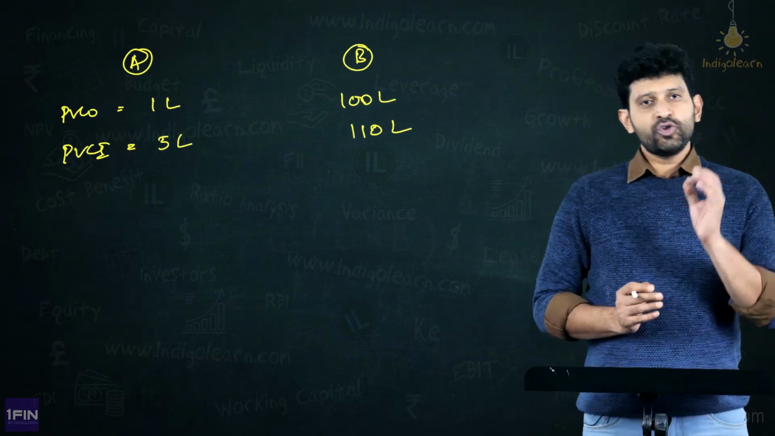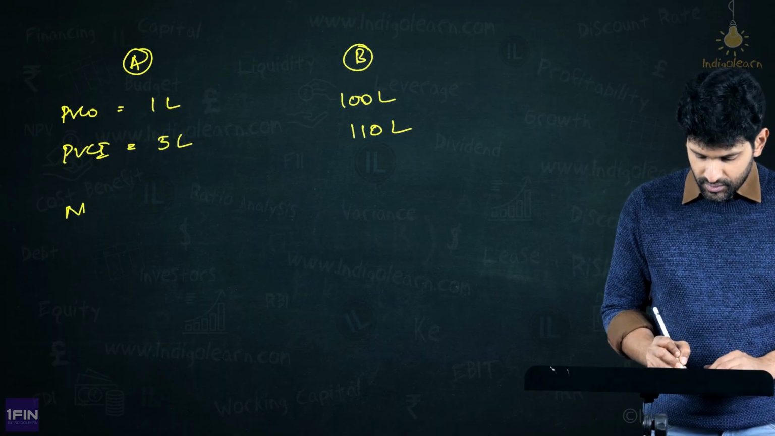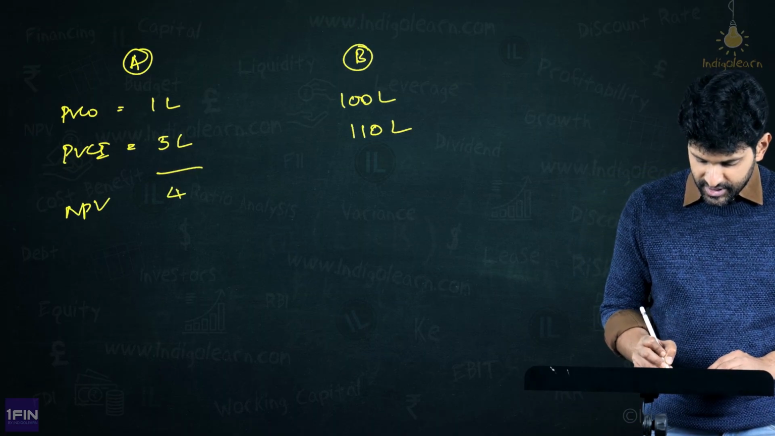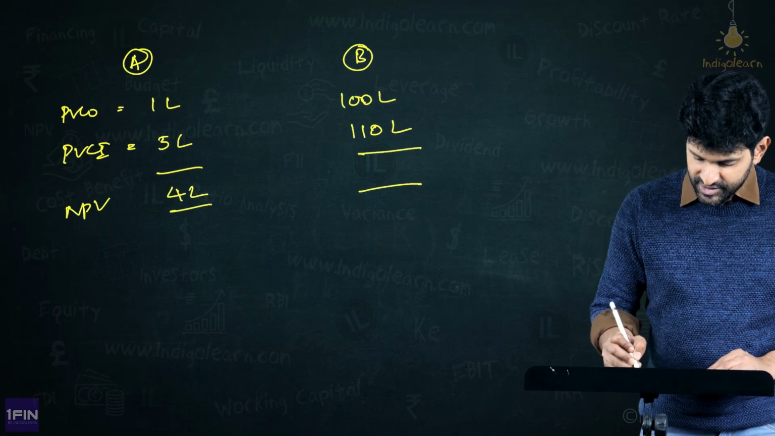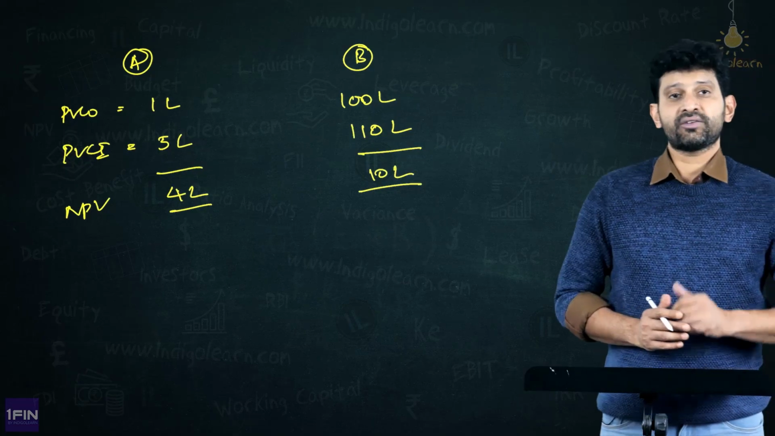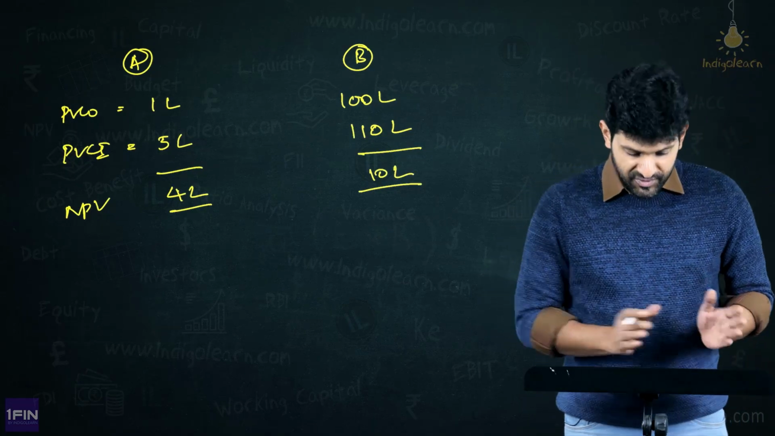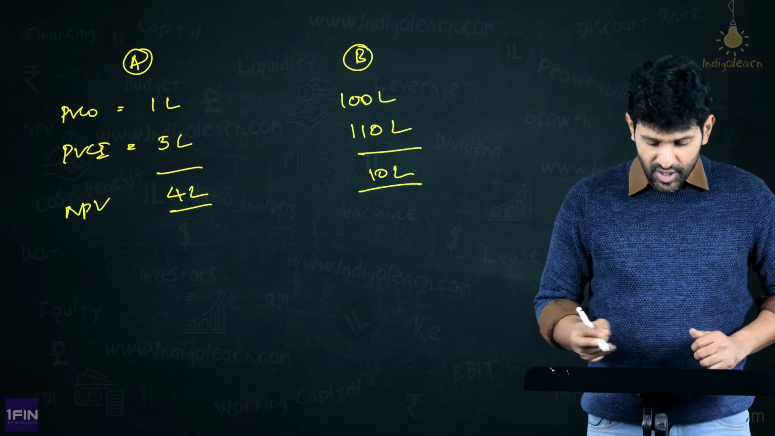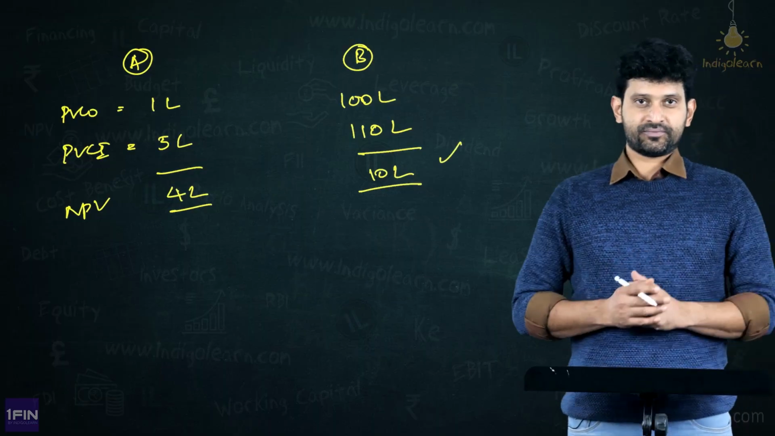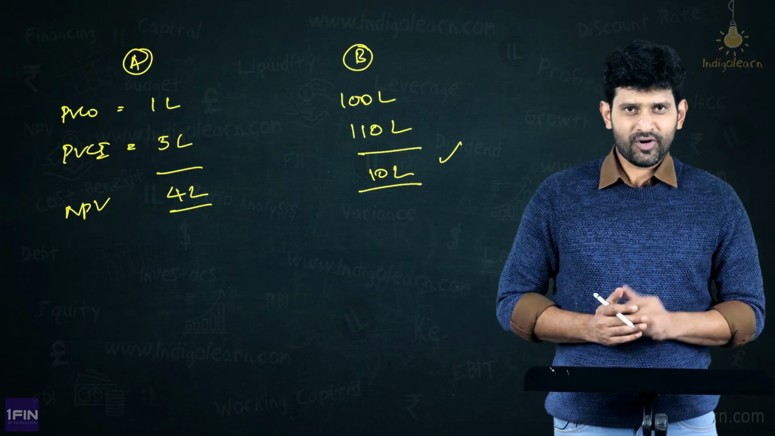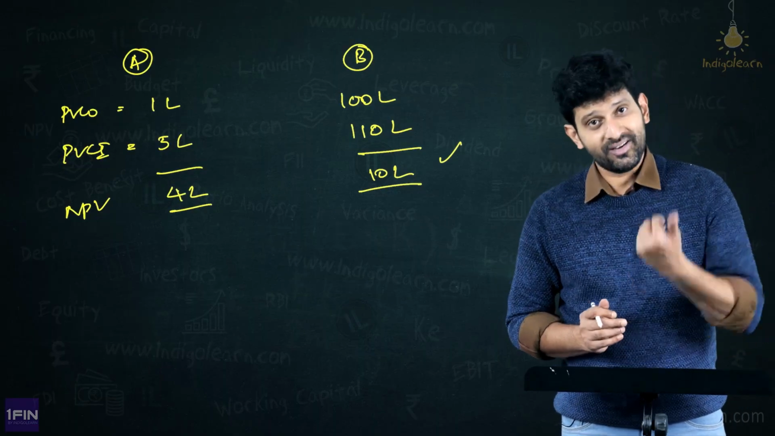Now, if you look at the NPV rule, project A's NPV is 4 lakhs whereas project B's NPV is 10 lakhs. Therefore, when there is more than one project, and we have to compare A and B, you will say project B is better. No doubt, project B is better in terms of giving a higher wealth.